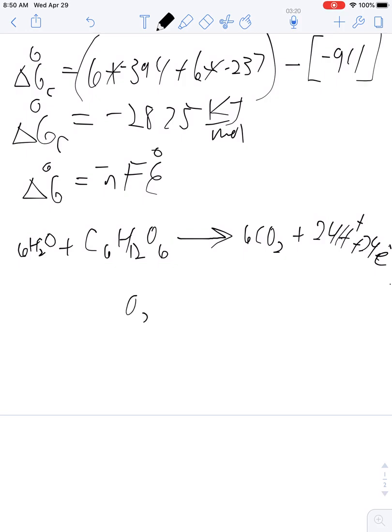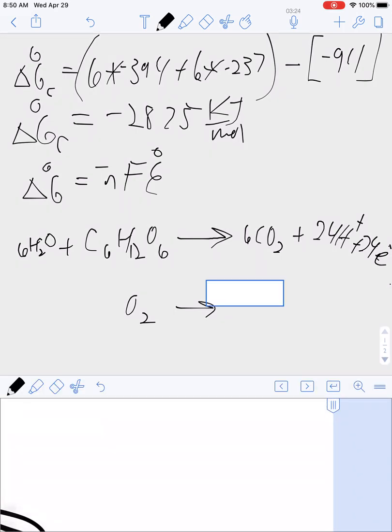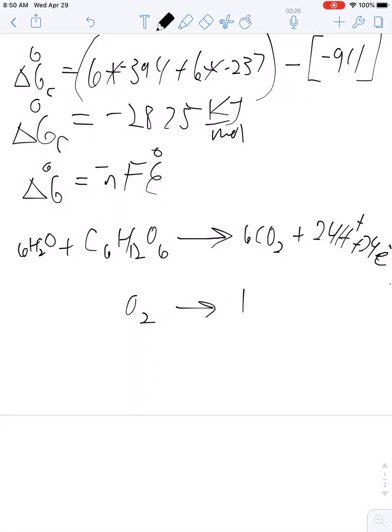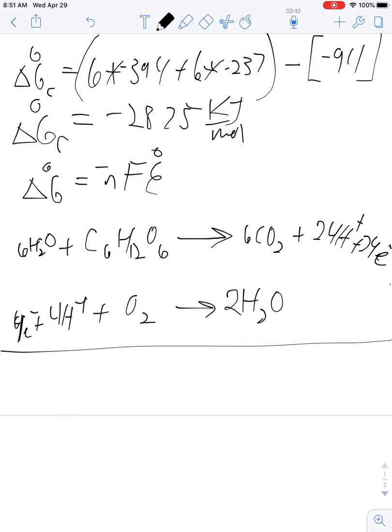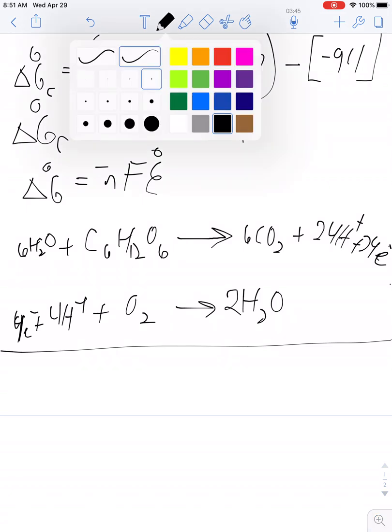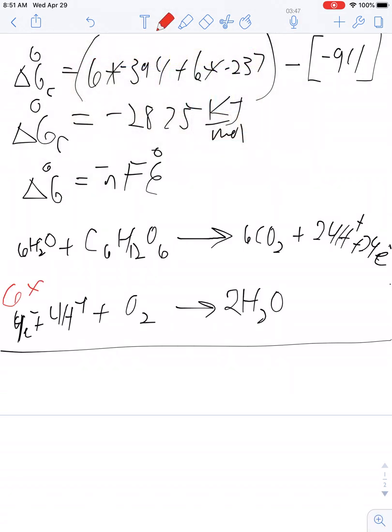And then I've got my oxygen becoming H2O. So then I'm going to need a 2 there to balance, 4 H pluses here to balance, and then I'm going to need 4 electrons. So I don't need to multiply the top reaction, but I do need to multiply the bottom reaction by 6.